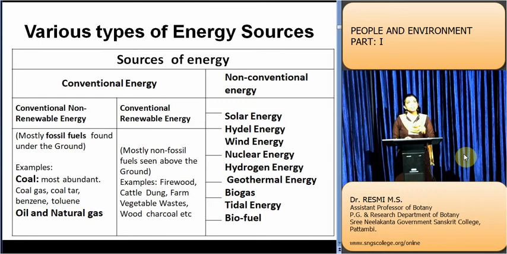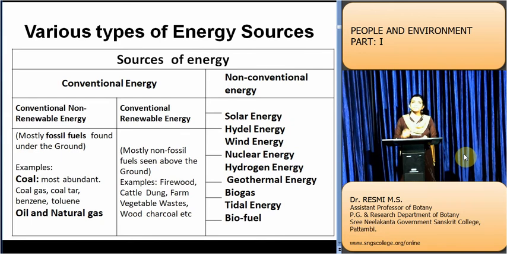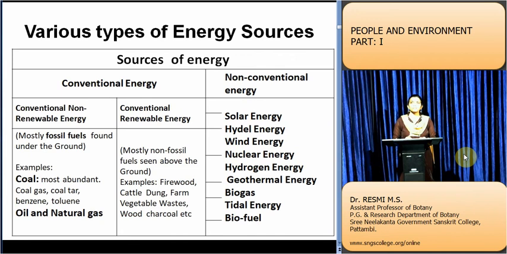Whereas conventional renewable energy is mostly non-fossil fuel, found above ground level. Because in fossil fuels we are digging from underground, whereas in conventional renewable energy we get it from above the ground level. For example, firewood, for which we are cutting the forest, cattle dung, farm vegetable wastes, wood charcoal, etc.